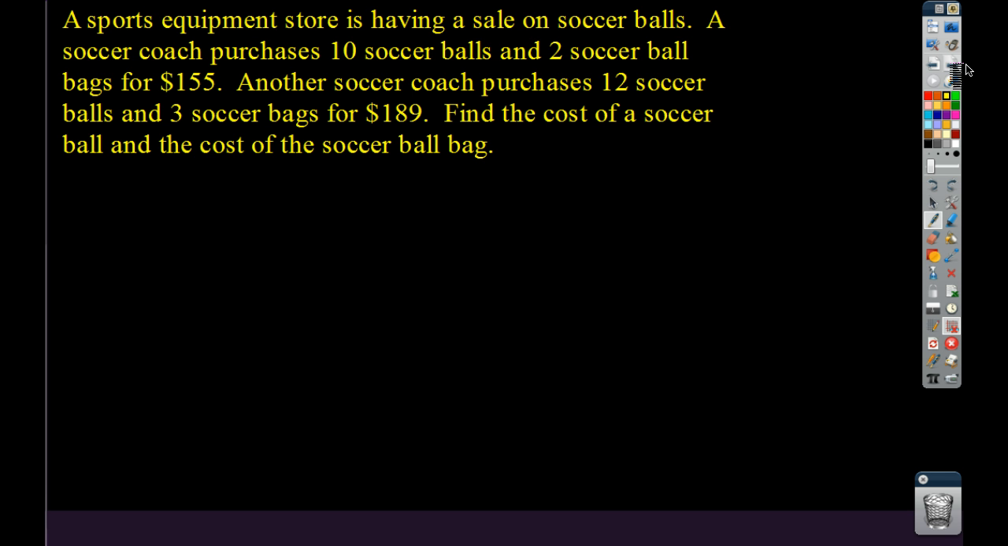Why don't you pause the video and try writing the equations for both of these. I'll write the equations here. Go. Okay, let's take a look here. We have 10 soccer balls and we have 2 soccer bags. Let me let x equal the number of soccer balls, and we'll let y equal soccer bags.